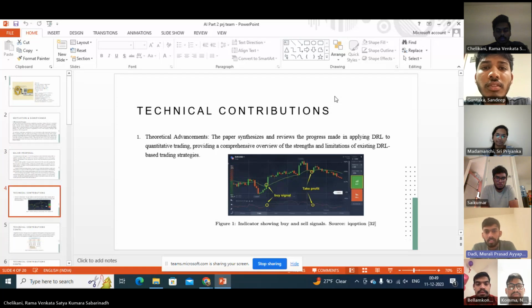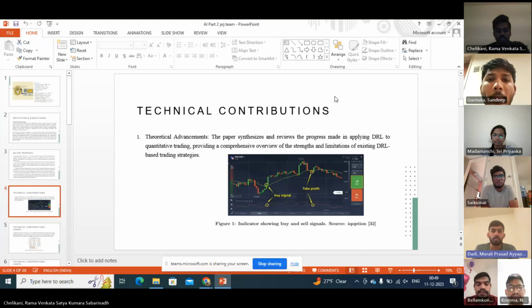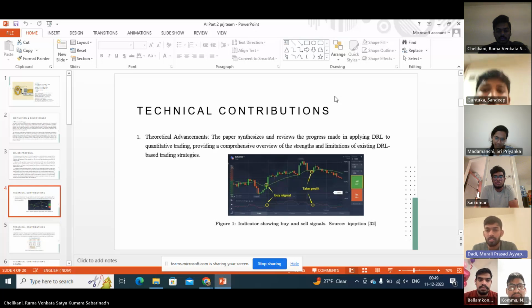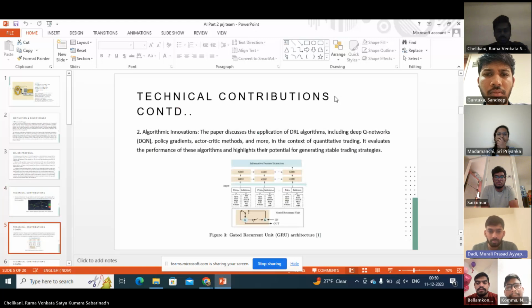Hi team. Today I'm going to discuss the technical contributions, starting with the theoretical advancement. This paper synthesizes and reviews the progress made in applying DRL to quantitative trading, and it also provides a comprehensive overview of the strengths and limitations of the existing DRL-based trading strategies. You can see in the figure how the graph is going, profit and loss by tracking the signal. Figure 1 shows the indicating of buying and selling signals. Go to the next slide.